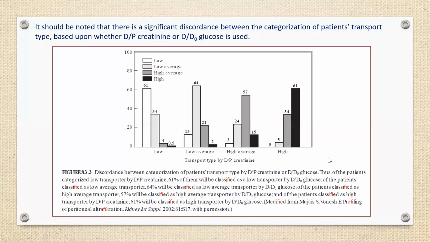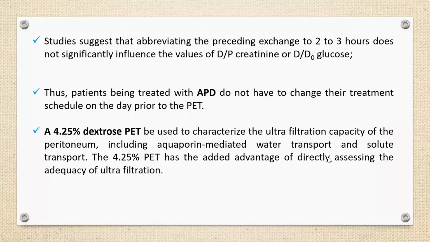Study suggests that abbreviating the preceding exchange to 2 to 3 hours does not significantly influence the value of the D/P creatinine or D/D0 glucose. Thus, the patient being treated with APD does not have to change the treatment schedule on the day prior to the PET. A 4.25% dextrose PET is used to characterize the ultrafiltration capacity of the peritoneum, including aquaporin mediated water transport and solute transport. The 4.25% PET has the added advantage of directly assessing the adequacy of ultrafiltration.